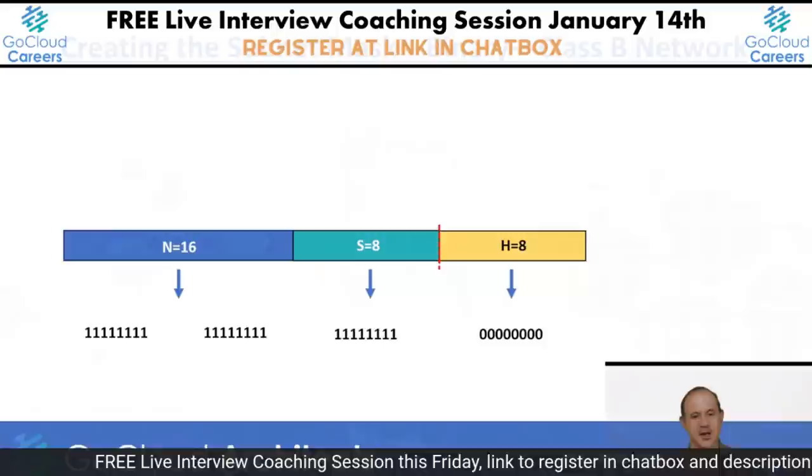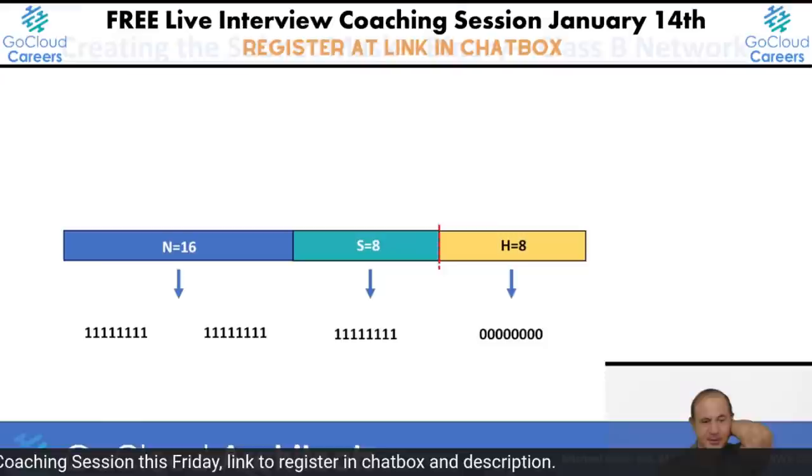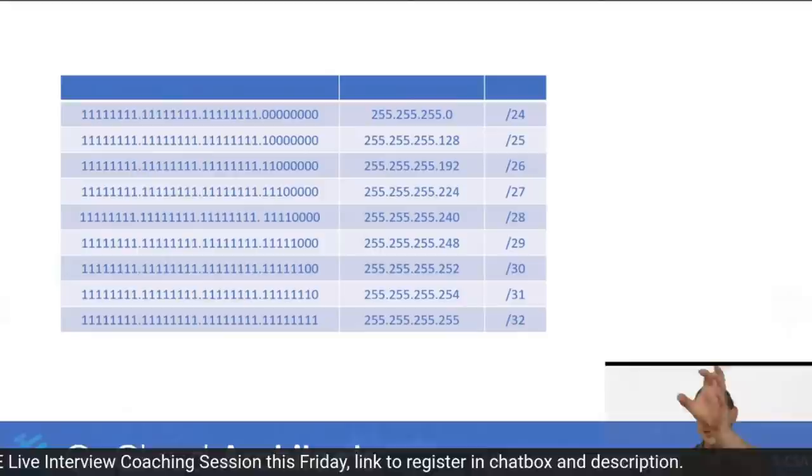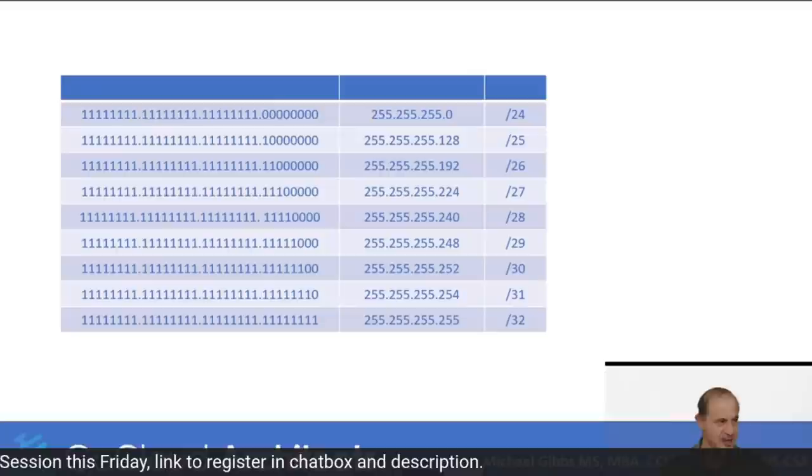So let's visually show you this one more time, because we're going to get into some subnetting math really soon. 16 bits of subnet mask, all ones. 8 bits of subnetting, 8 bits of host. So kind of keep that in the back of your mind. So let's draw it out. Let's go from CIDR notation to decimal notation to binary notation. And guess what? They're all the same.